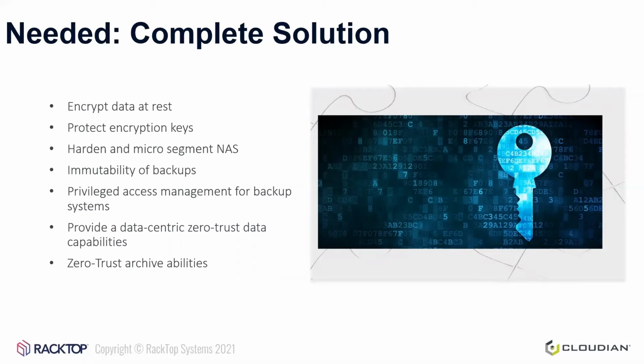We need to make sure that ACLs are in place so that an administrator who has God privileges on your network can't get user files, right? There needs to be some sort of way to protect against administrative password leaks or rogue administrators and bad guys that are in your network. We need zero trust. Right? We need to have a data-centric, zero-trust capable solution and zero-trust archive abilities.